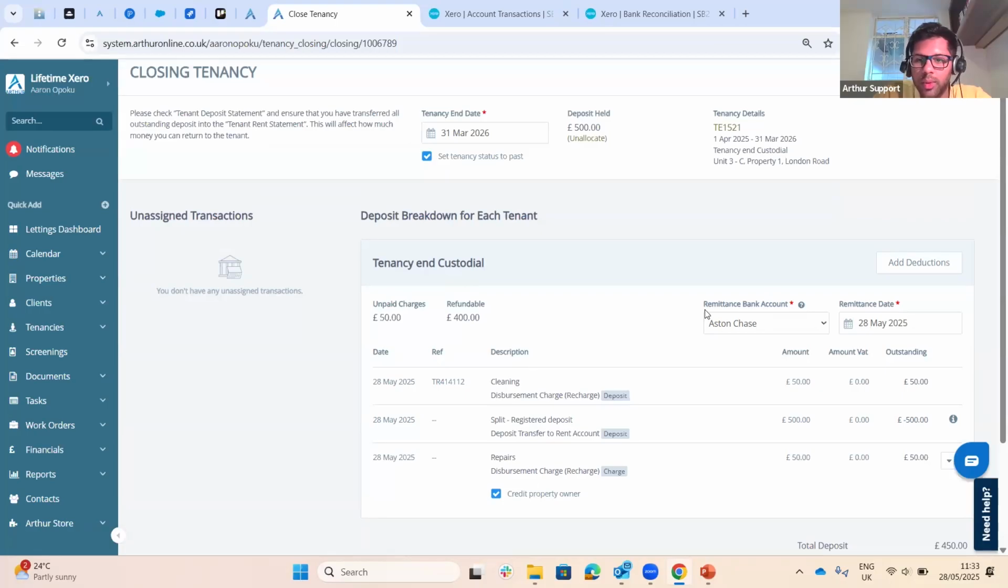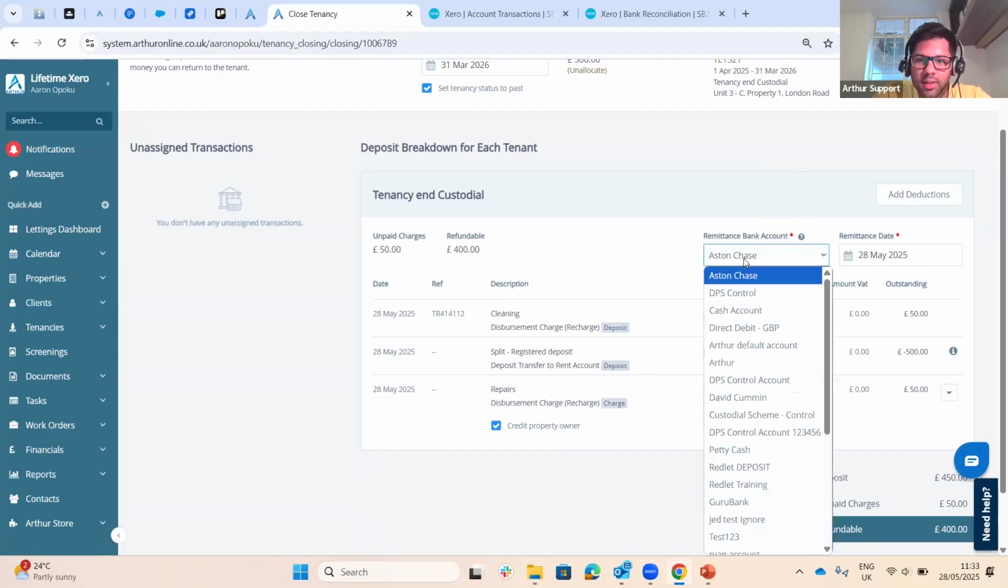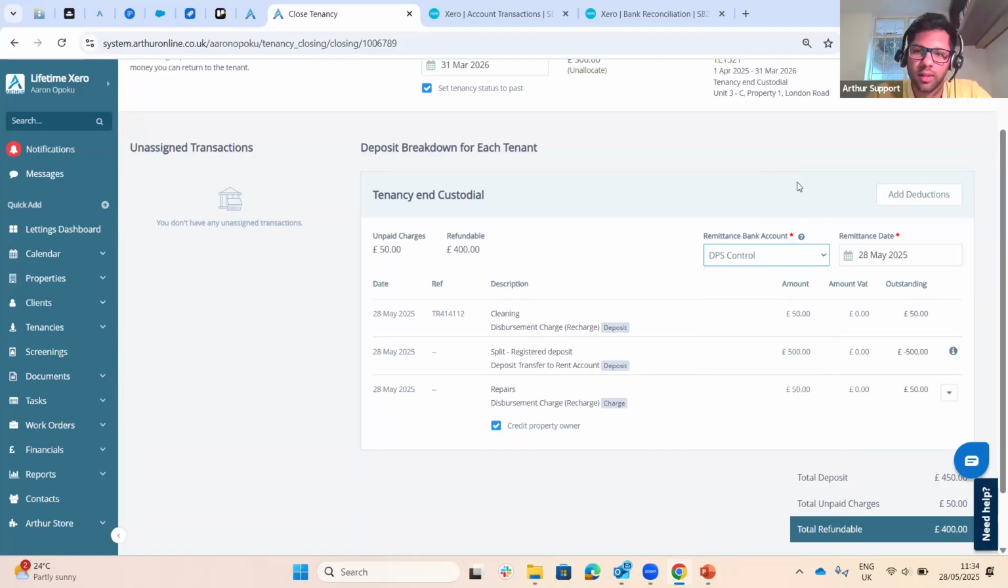But before you do that, another important step is the remittance bank account. So in this example, we're looking at the custodial deposits. So as I said, the remittance bank account is the bank account from where the refund is being made to the tenant. With a custodial scheme, the DPS or the TDS or any other custodial scheme will be making that £400 refund directly to the tenant, and you'll be receiving the claims of £100 from the DPS. So it's really important that you change this bank account to a DPS control account or a custodial control account, which you should have set up if you're using a custodial scheme.